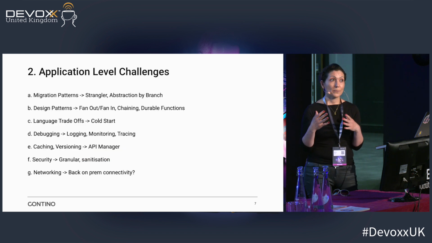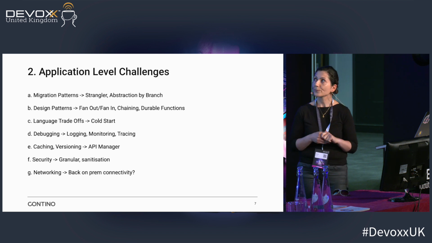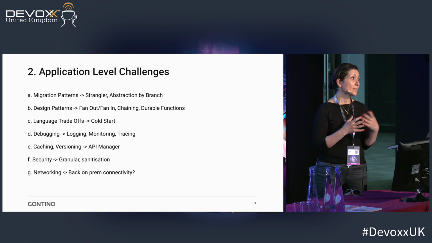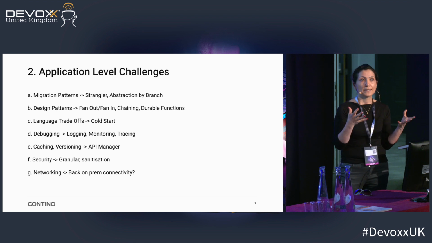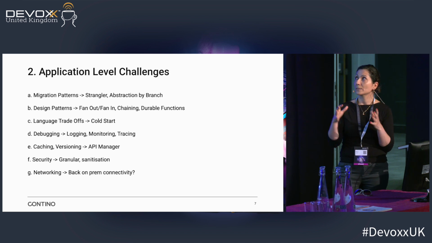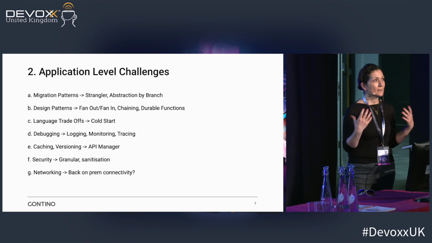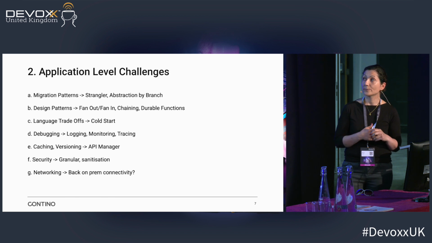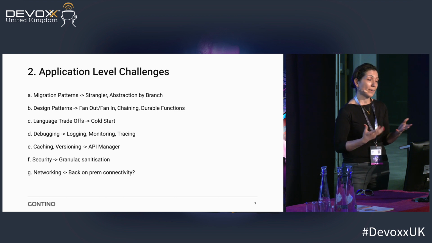So if we look at the application level challenges I've been through, the first one was the migration. I'll tell about my story, what the project was about, how we decided to migrate, what patterns we followed. There are proper serverless design patterns, fan out, fan in, chaining, that I will talk through. There are some language trade-offs, where what we know may be different and we have to think about it.